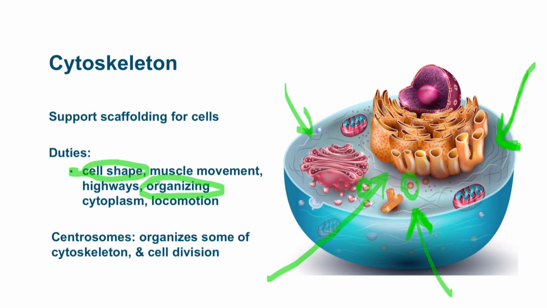And then there are centrosomes, which are here. These help to organize some of the cytoskeleton. There are parts of the cytoskeleton that actually grow out from the centrosomes. These two structures here help with cell division as well as organizing the inside of the cell.